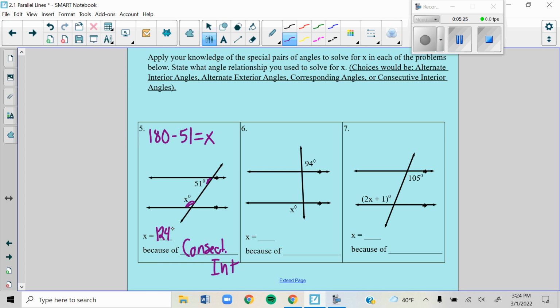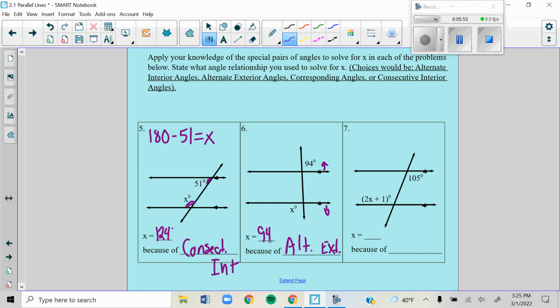All right, let's take a look at problem 6. These angles, I notice they are on opposite sides of my transversal, so they are alternate something, and they are outside of my parallel lines. So outside of my parallel lines, that makes these alternate exterior angles. If you look above, alternate exterior angles are congruent, and so I can just say x is 94.